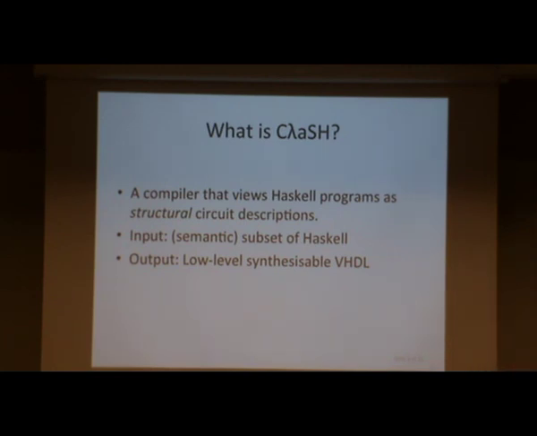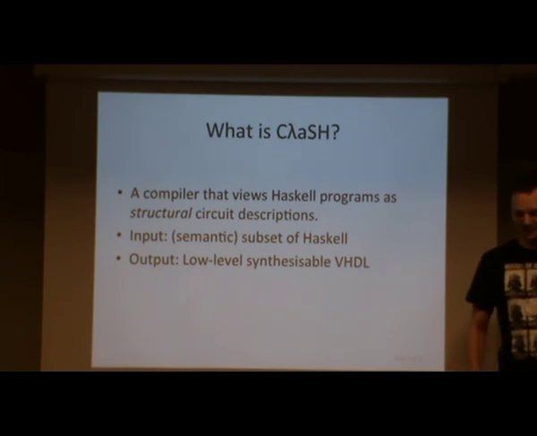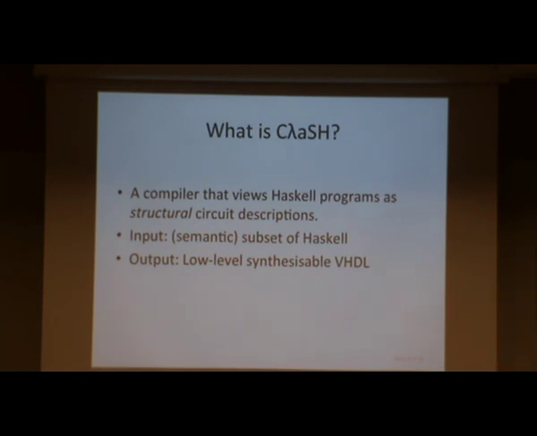So what is CLaSH? It's a compiler that views Haskell programs as structural circuit descriptions. It accepts a semantic subset of Haskell, I'll come back to that. And what you get is very low level VHDL. I could output Verilog, but I'm not familiar with it, so VHDL makes it easier to debug these things. That's why I output VHDL, and in Europe it's what we usually use. So that's basically what the compiler does.